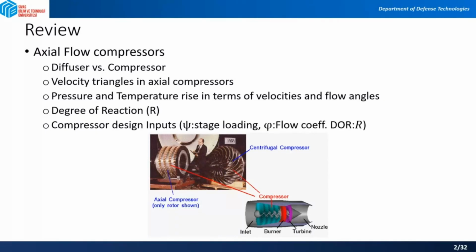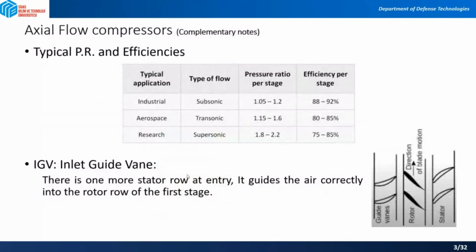Then we defined the degree of reaction, and we said that we have some design inputs like the stage loading, flow coefficient, and also this degree of reaction there. So based on these, we can start preliminary design. Now let's see some complementary notes about the axial flow compressors. In this table, you can see the typical pressure ratio, PR, and efficiencies of different applications.